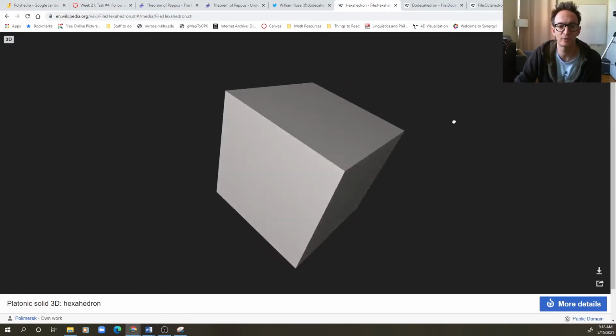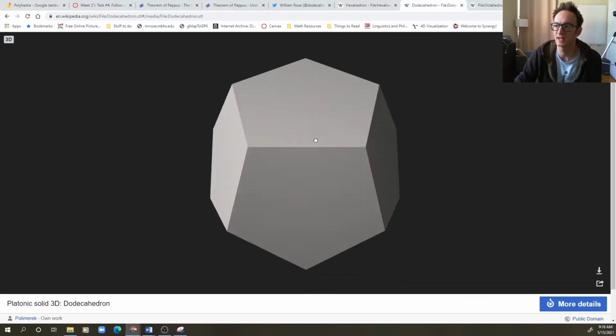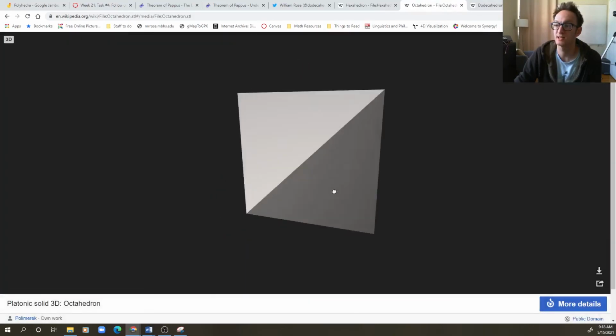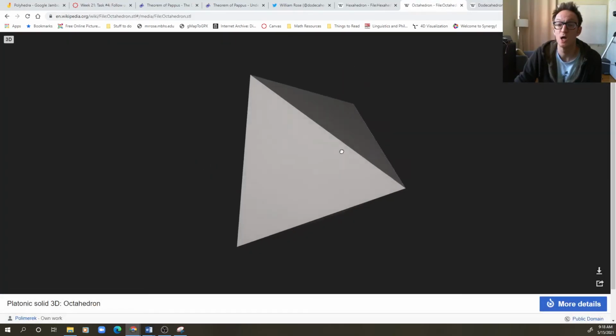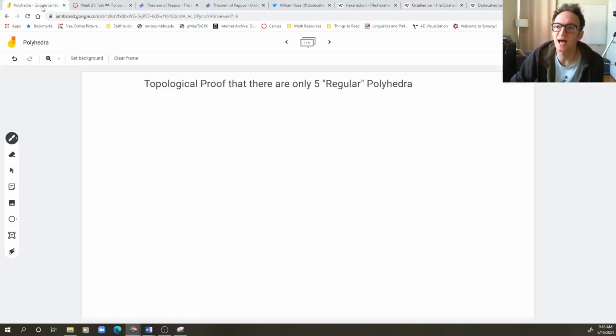Here we have a cube, of course, and we can just rotate it around, and it's amazing. And we have here a dodecahedron and, you know, an octahedron. Whoa. Okay, so these are, of course, the geometrically regular versions in which the faces are all regular polygons. But I want my theorem to apply more generally than that.